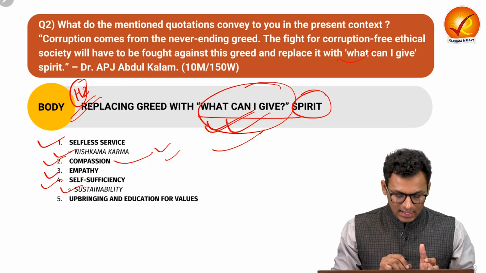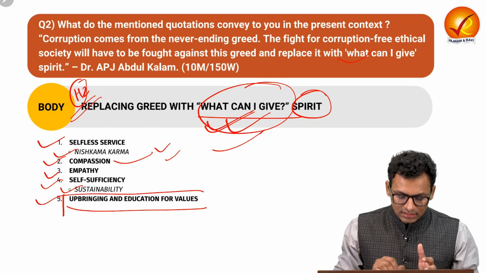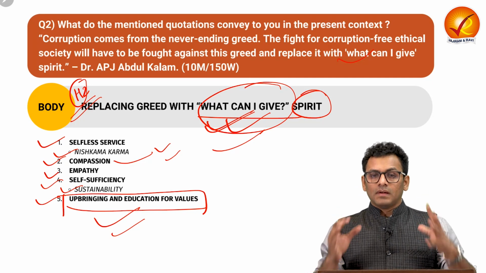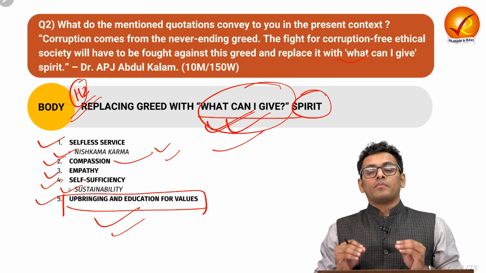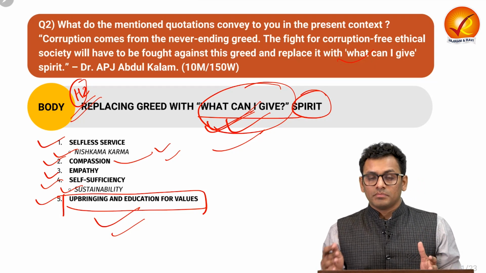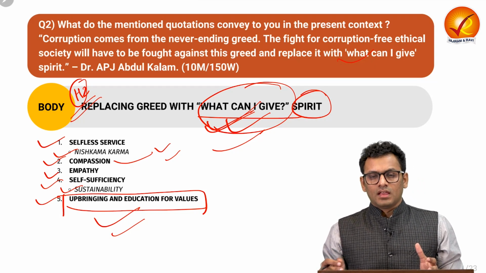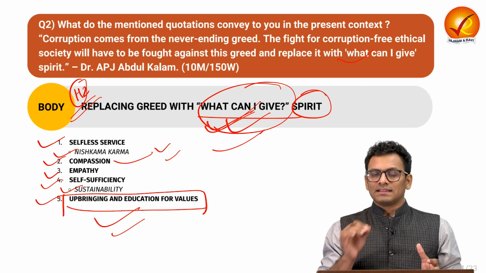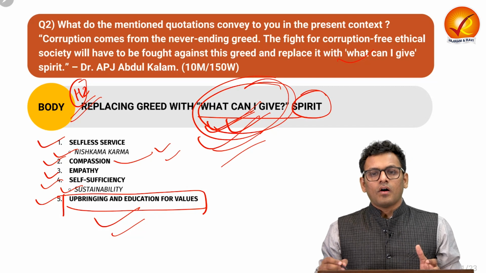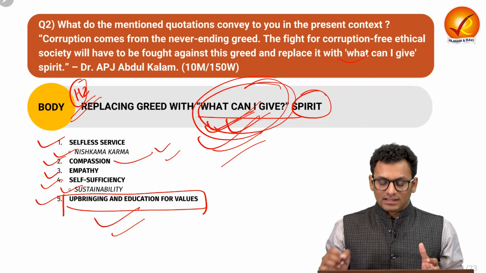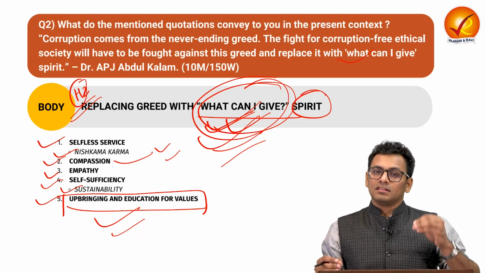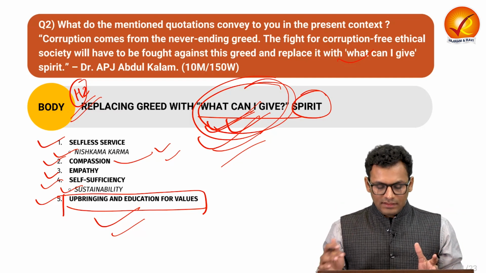element of greed. And next is, we also have to understand the upbringing and education for values. We must be constantly imbibing values which operate with that kind of spirit, as in what can I give spirit, the compassionate spirit, the empathy, the idea of seva. So those values can be inculcated to ensure that the socialization process of children have the idea of what can I give spirit. So we can eliminate the idea of greed itself at the initial levels.